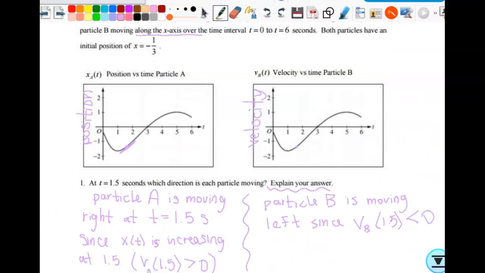But this is the tricky part. I know for sure, with certainty, I can see that that slope is positive. But acceleration describes how velocity is changing. So I need to know, is velocity increasing or decreasing at 4, as it passes through 4?